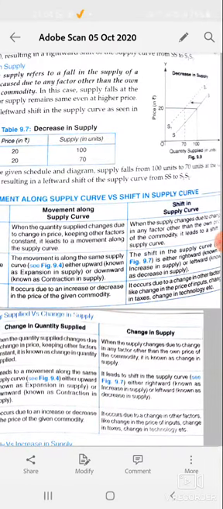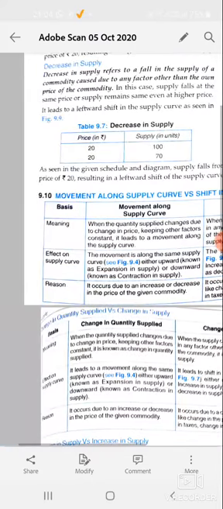In the second case, supply changes but price remains constant. In this second case, price remains constant and other factors change. This is the meaning.